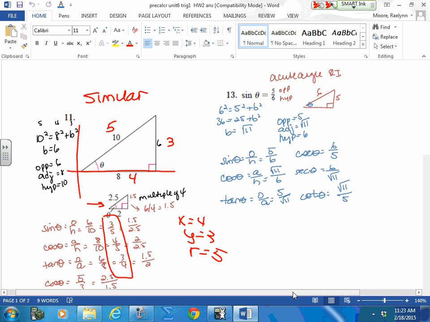Okay. Number 13. Again, this is not one of your specials. So you do Pythagorean theorem. You're going to have to leave this in radical form. Make sure it's lowest radical form, most reduced. You don't have to rationalize denominators, so that's nice. If you put it in your quadrant, which is probably a little bit better, X is equal to radical 11, Y is equal to 5, R is equal to 6.